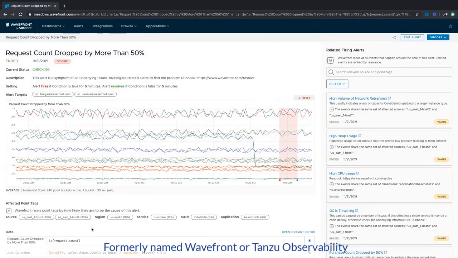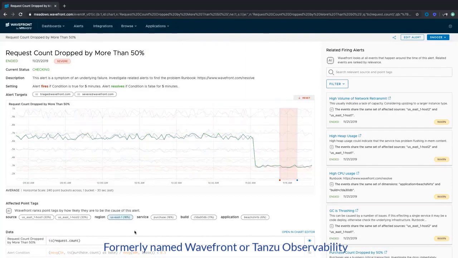Actually, I have two different hosts firing. For region, we have a common tag of US East 1. And for service, we have a common tag for purchase. And clicking on either of those, I got the exact same results. So really quickly, we understand we have an issue with the purchase service in US East 1.